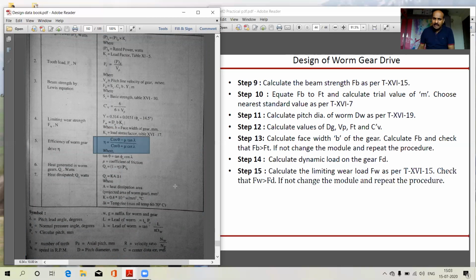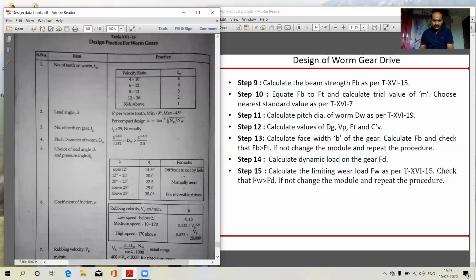So cos theta minus mu into tan lambda. Lambda is what? Lead angle. You already calculated it. Now, tan theta is equal to tan phi into cos lambda. You have to calculate the theta. You have to calculate the mu, the coefficient of friction. The coefficient of friction depends on the rubbing velocity. What is the rubbing velocity?